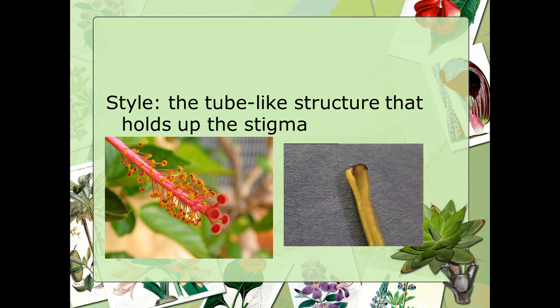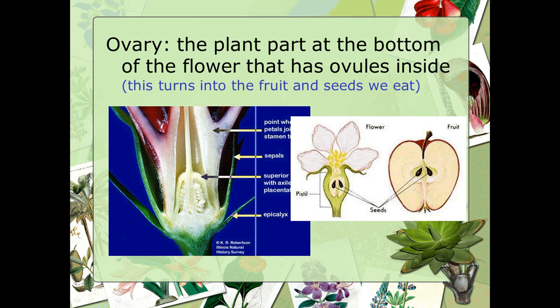The style. This is the tube-like structure that holds up the stigma. Again, the stigma is that sticky part at the top, and this tube right here is the style. So the pollen will get stuck on the stigma and then travel down through the style to the ovaries. This is the plant part at the bottom of the flower. Inside the ovary, there are ovules. So you can see here we have the style coming down to the ovaries down here. The ovaries are where we would get the fruit and the seeds that we eat.